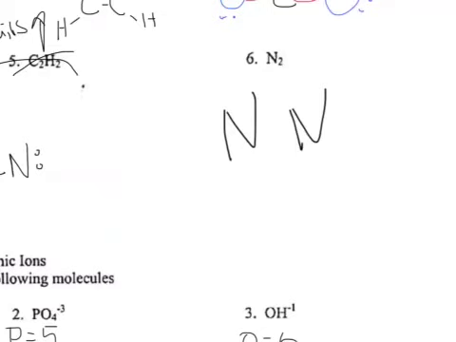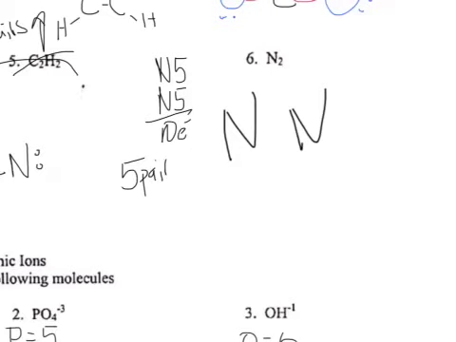Nitrogen gas, so 5 valence electrons. Nitrogen is 5, giving a total of 10 electrons. So we expect to see 5 pairs. 1, 2, 3, 4, and 5. Again, this is how we start all the time. Assuming a single bond, looking at the number of valence electrons that the nitrogen atoms feel like they have. We have 6 for this guy and 6 for this guy, not enough.